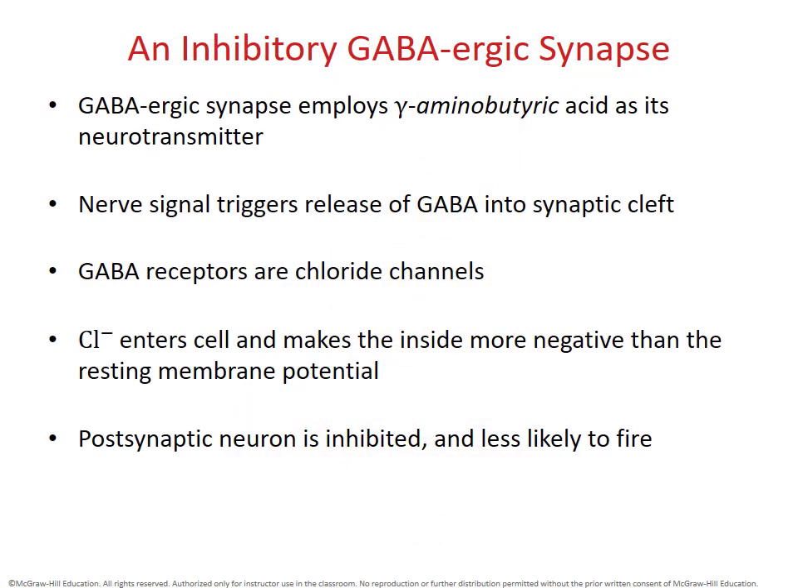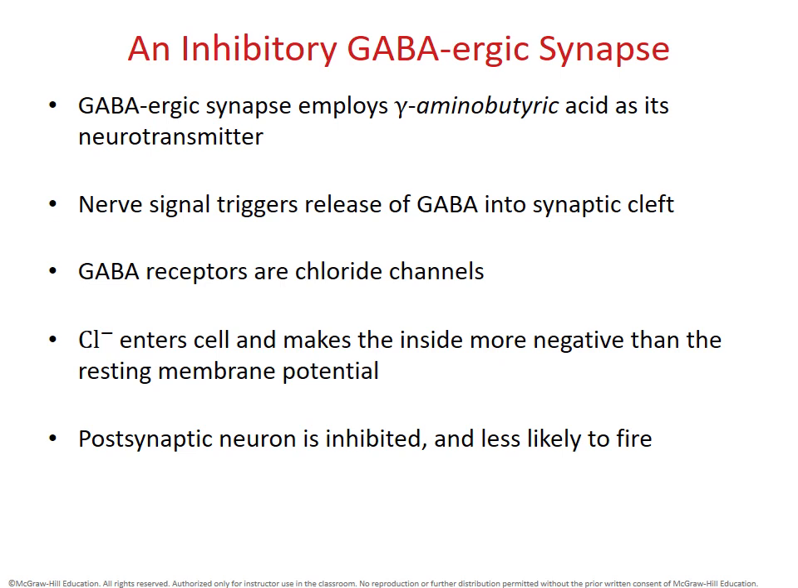Now, not all synapses work this way, and this is why we're talking about another couple of synapses, just to give you, again, a feel for how different neurotransmitters might work. We have another type of synapse called a GABAergic synapse, which employs gamma-aminobutyric acid as the neurotransmitter, and that's, of course, what GABA stands for, gamma-aminobutyric acid.